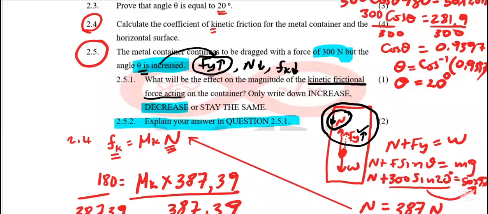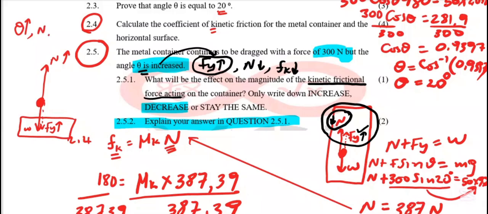Okay? But if we have a free body diagram where Fy is pointing downwards, that is Fy, going with the weight here, what happens? Then theta increases. When theta increases, Fy increases. But now you can see that Fy is not on the same side as the normal force, meaning that Fy increases, so to balance that, the normal force must also increase, which means theta increases, normal force increases, frictional force increases.